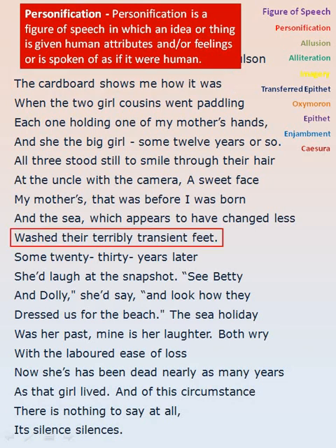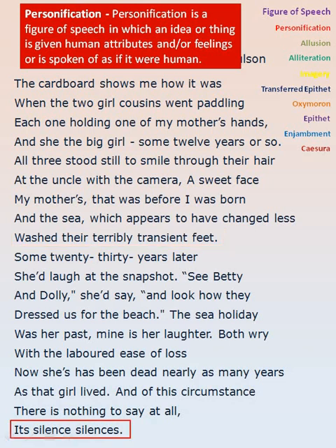Here you can see, and the sea, which appears to have changed less, washed their terribly transient feet, which means that the sea has washed their terribly transient feet. Here sea has been personified, which does the action of washing. In the last line, its silence silences. Here its refers to death, so death's silence silences. So here it means that silence has been personified, which is given the quality of silencing others. So just like how a human being silences others, here silence silences others. Here silence is a noun, whereas silences is a verb. So silence, the noun, is personified.